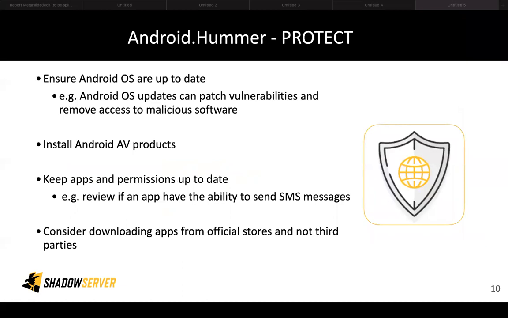Android Hummer: Protect. Steps to take to protect yourself from Android Hummer are as follows. Ensure your Android operating system is up to date. For example, Android OS updates can patch vulnerabilities and remove access to malicious software. Install Android antivirus products. Keep apps and permissions up to date. For example, review if an app has the ability to send SMS messages. Consider downloading apps from official stores and not third parties.